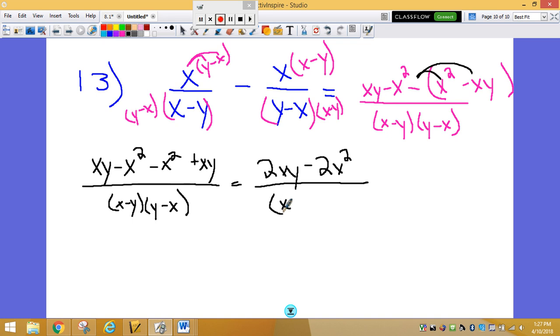And then on bottom, an x minus y and a y minus x. You can take a 2 out on top and an x. I can take a 2 and an x out. So I'm left with y minus x squared. Nope, no, I'm not.